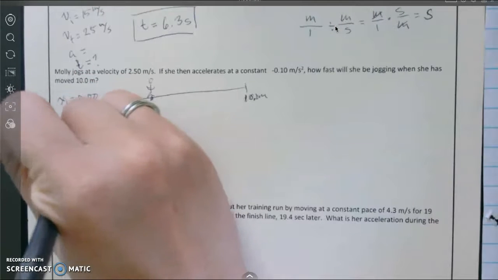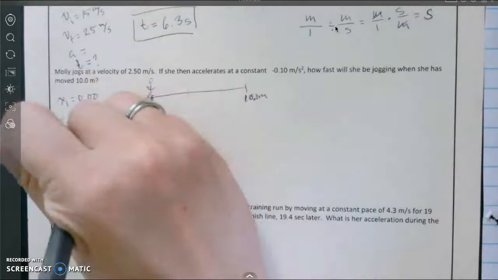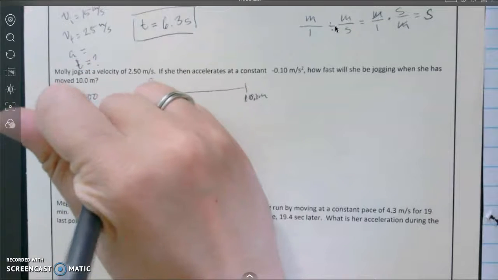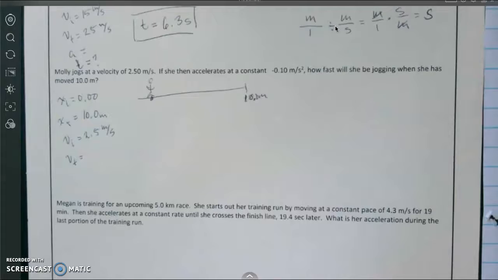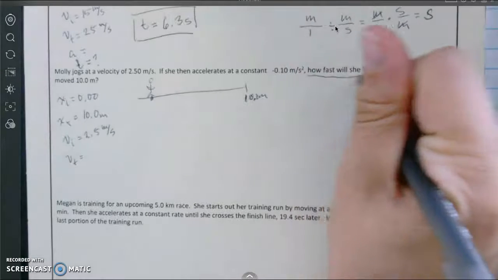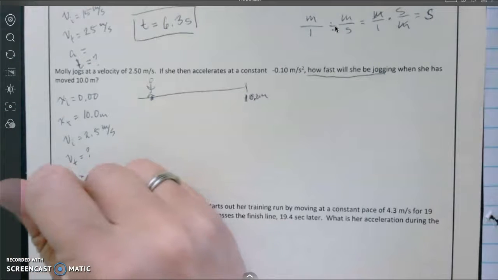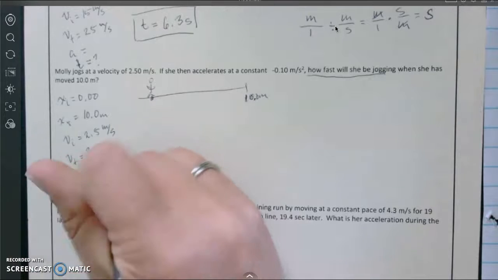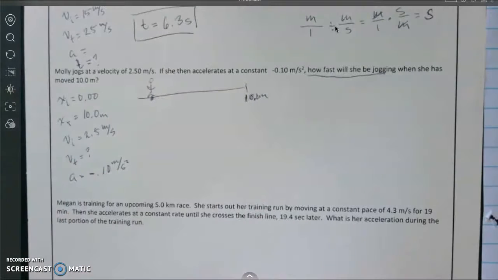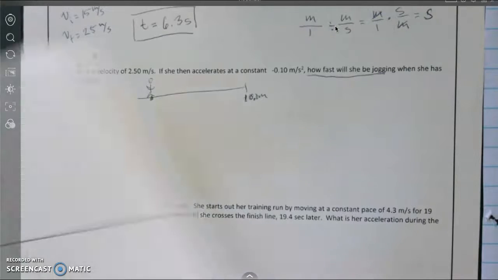Velocity initial is 2.5. Velocity final, we're not sure of. It's saying how fast will she be jogging, so that's what we're solving for there. And then acceleration is a negative 0.10 meters per second squared. And we don't have a time component. So we're solving for velocity final. We need an equation where we can solve for velocity final, but it doesn't have a time component.